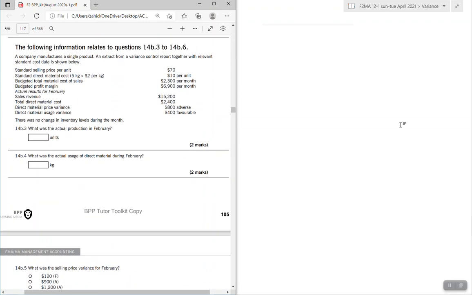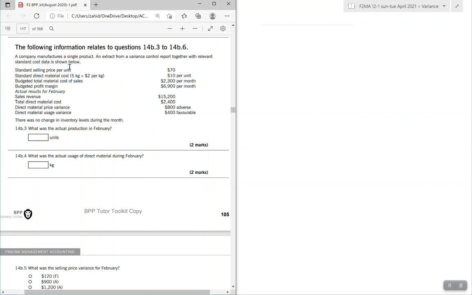Now, in variance analysis questions, they would not always ask you to find the variance. They could give you the variance and ask you to find the actual, or they could ask you to find the budget. So two things will be given, and you have to find the third one.